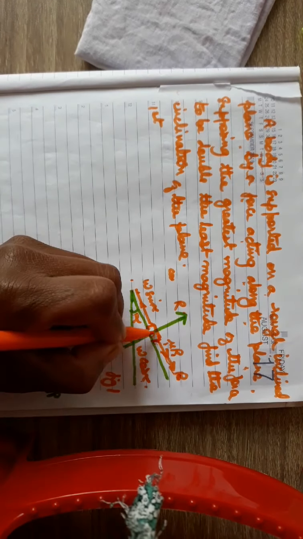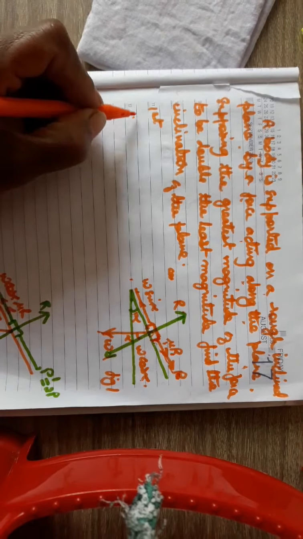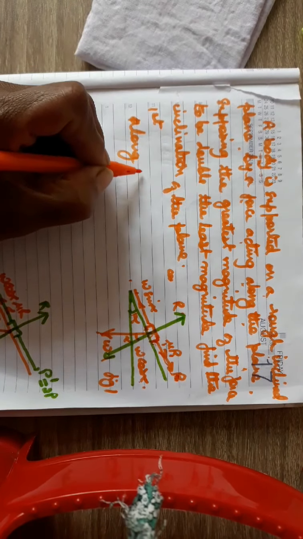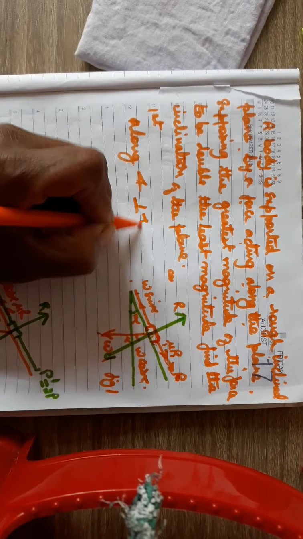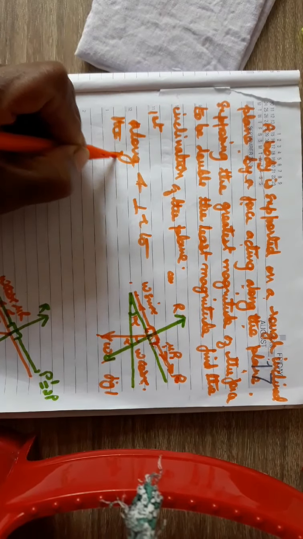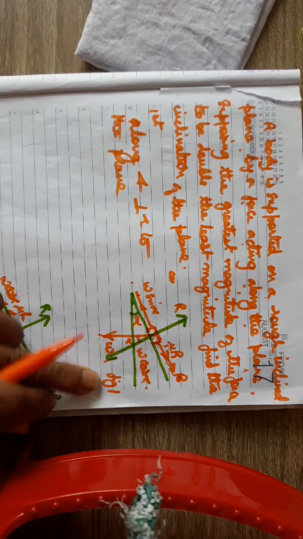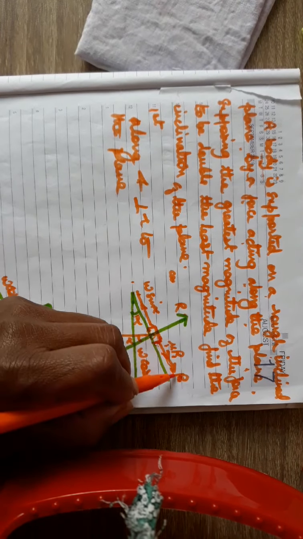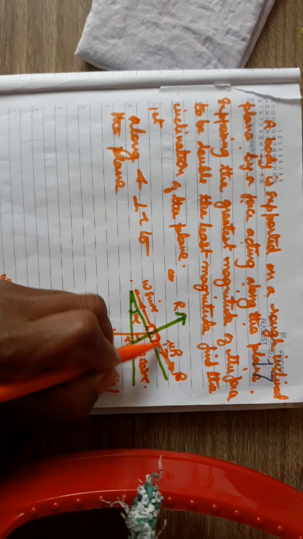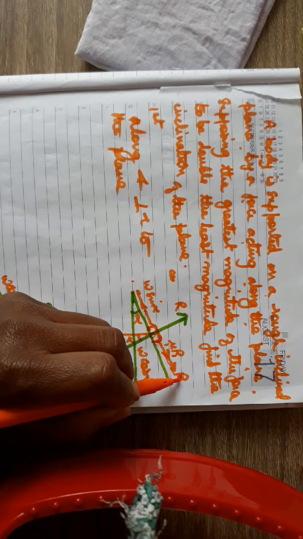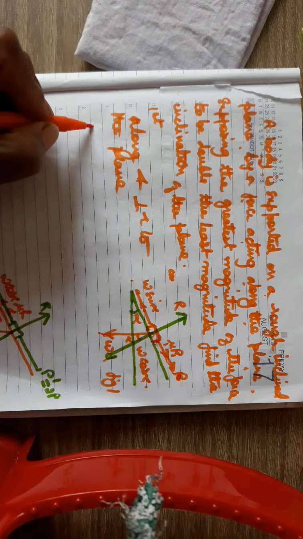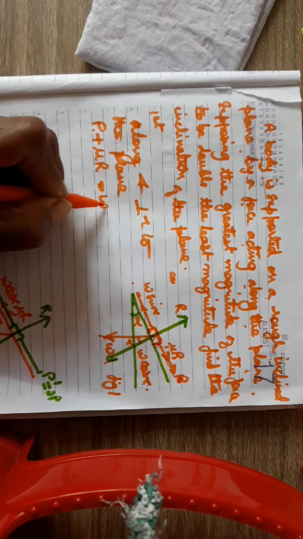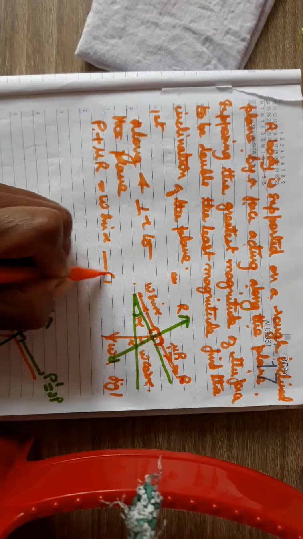Since the body has a tendency to move downwards, we resolve the forces along and perpendicular to the plane. Refer to figure 1. What are the forces along the plane? These are the forces W sine alpha, mu R and P. But mu R and P are in the same direction, so we can write P plus mu R is equal to W sine alpha. Name this as equation 1.